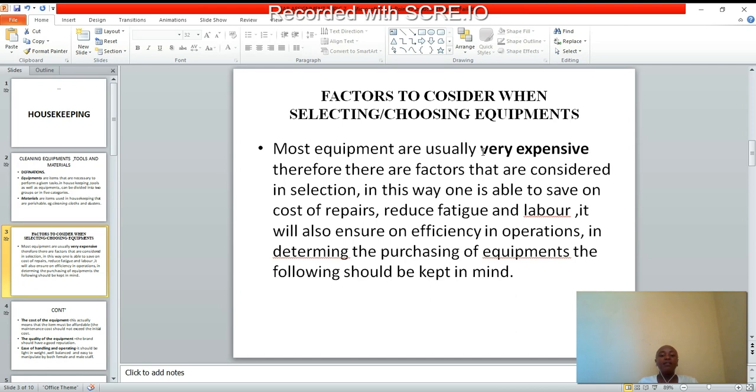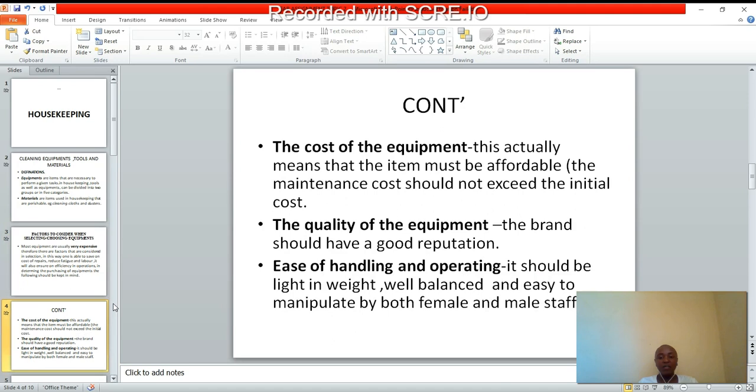In determining the purchasing of equipment, the following should be kept in mind. Point number one is the cost of equipment. This actually means the items must be affordable. When we talk about being affordable, the maintenance cost should not exceed the initial cost.